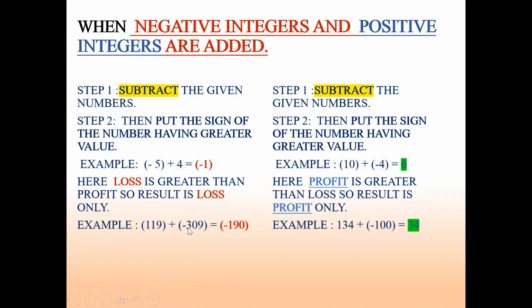So when you have to add a negative number to a positive number, you subtract the given numbers and put the sign accordingly. If you take the positive number to be the profit and the negative number to be the loss, you have to see whether your loss was more or your profit was more. If your loss was more, ultimately your result will be a loss. But if your profit was more, ultimately your result will be a profit.